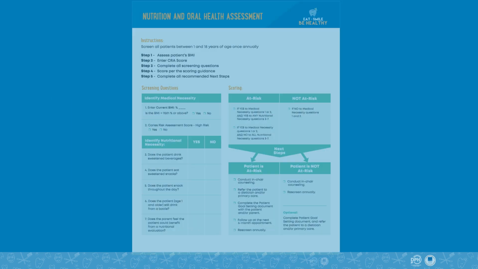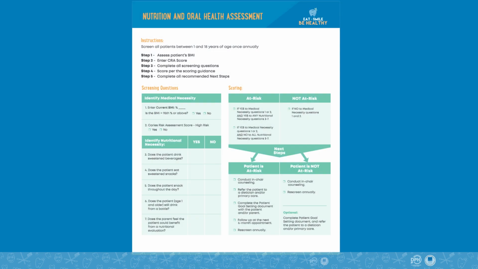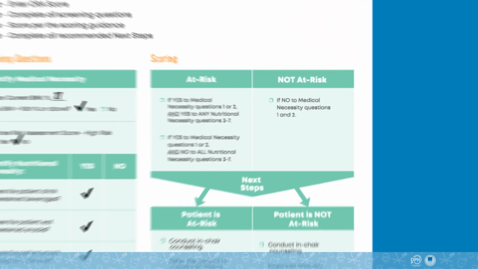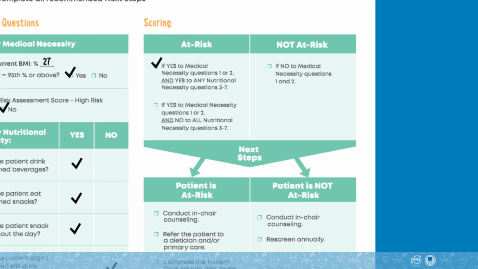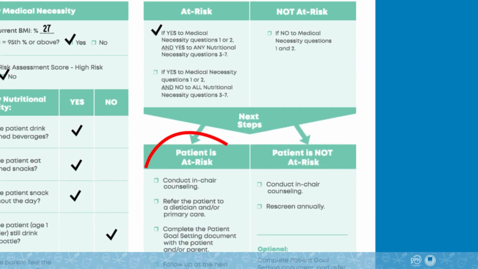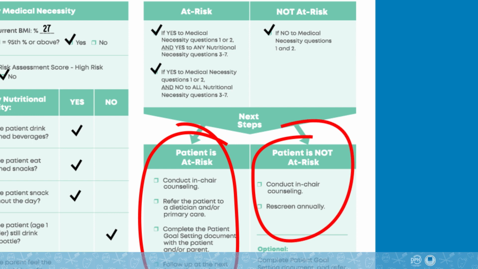Next is the Nutritional Questionnaire, located on page 2 of the Nutrition and Oral Health Assessment. Start by entering the patient's BMI, then enter their CRA score from page 1. Complete the 5 nutritional necessity screening questions. If a patient is yes to medical necessity questions 1 or 2, and yes to any of the nutritional necessity questions, then they are at risk. If a patient is yes to medical necessity questions 1 or 2, and no to all of the nutritional necessity questions, then they are at risk. If a patient is no to medical necessity questions 1 and 2, they are not at risk, regardless of their responses to the nutritional necessity questions.